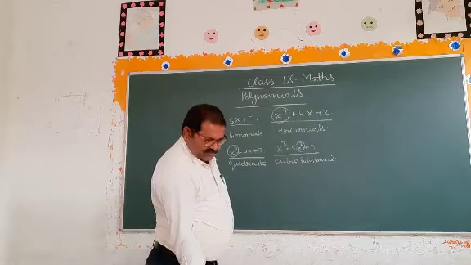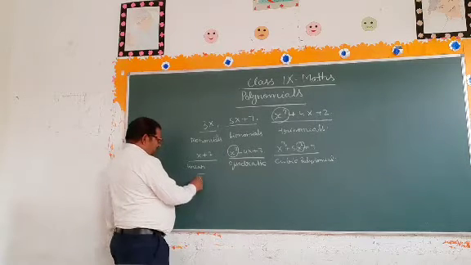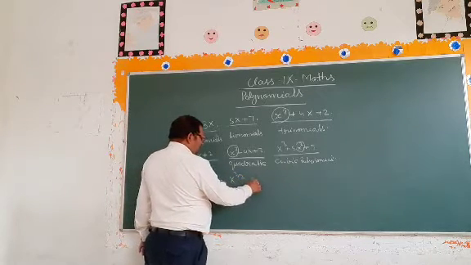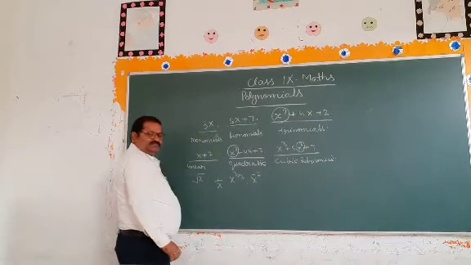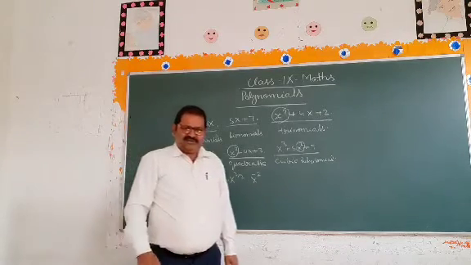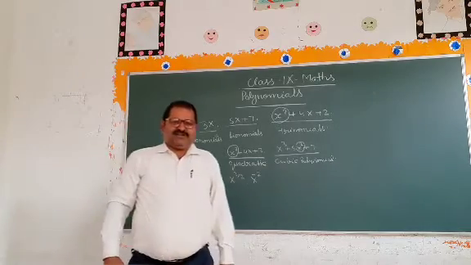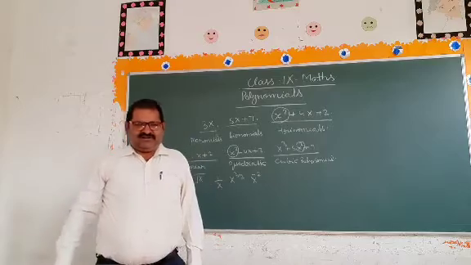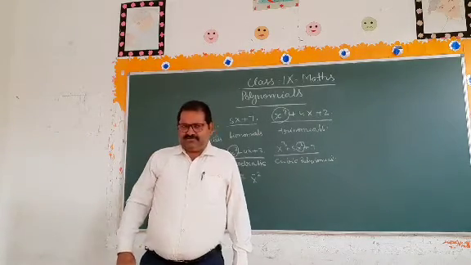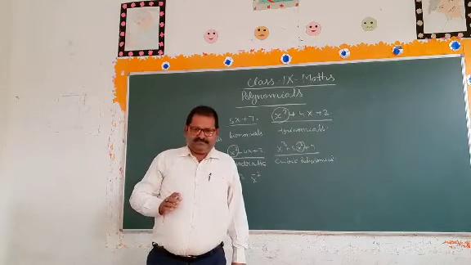Now, if x has a square root, 1 upon x, the power 3 by 2, or a negative power, and these terms are included in an algebraic expression, then these algebraic expressions are not polynomials. Is it clear?